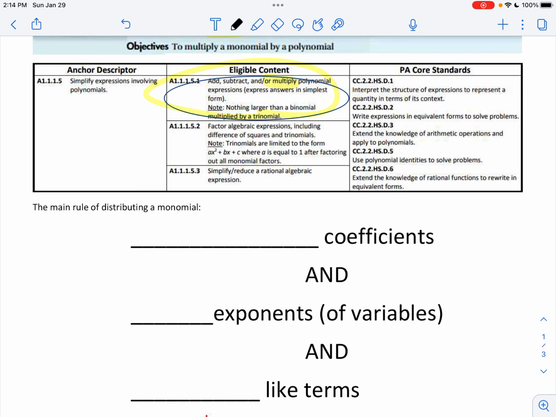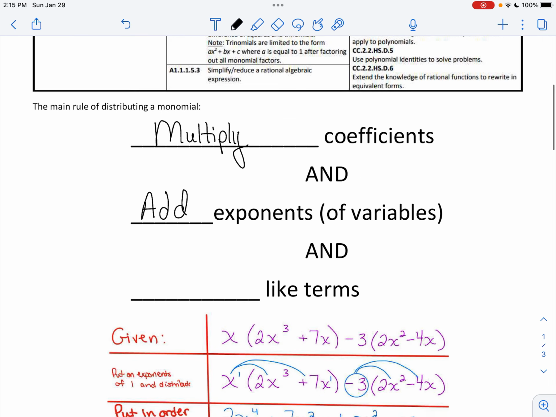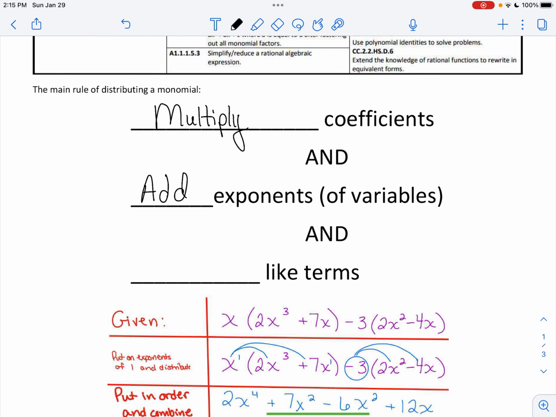When you distribute a monomial into a polynomial, you need to multiply coefficients. Multiply, there you go. And I need you to add the exponents of any variables. So if x has an exponent and x has an exponent, add it. If a has an exponent and x has an exponent, you only do the ones of the bases that match. So don't add different variables' exponents. After you're done, you need to combine like terms.